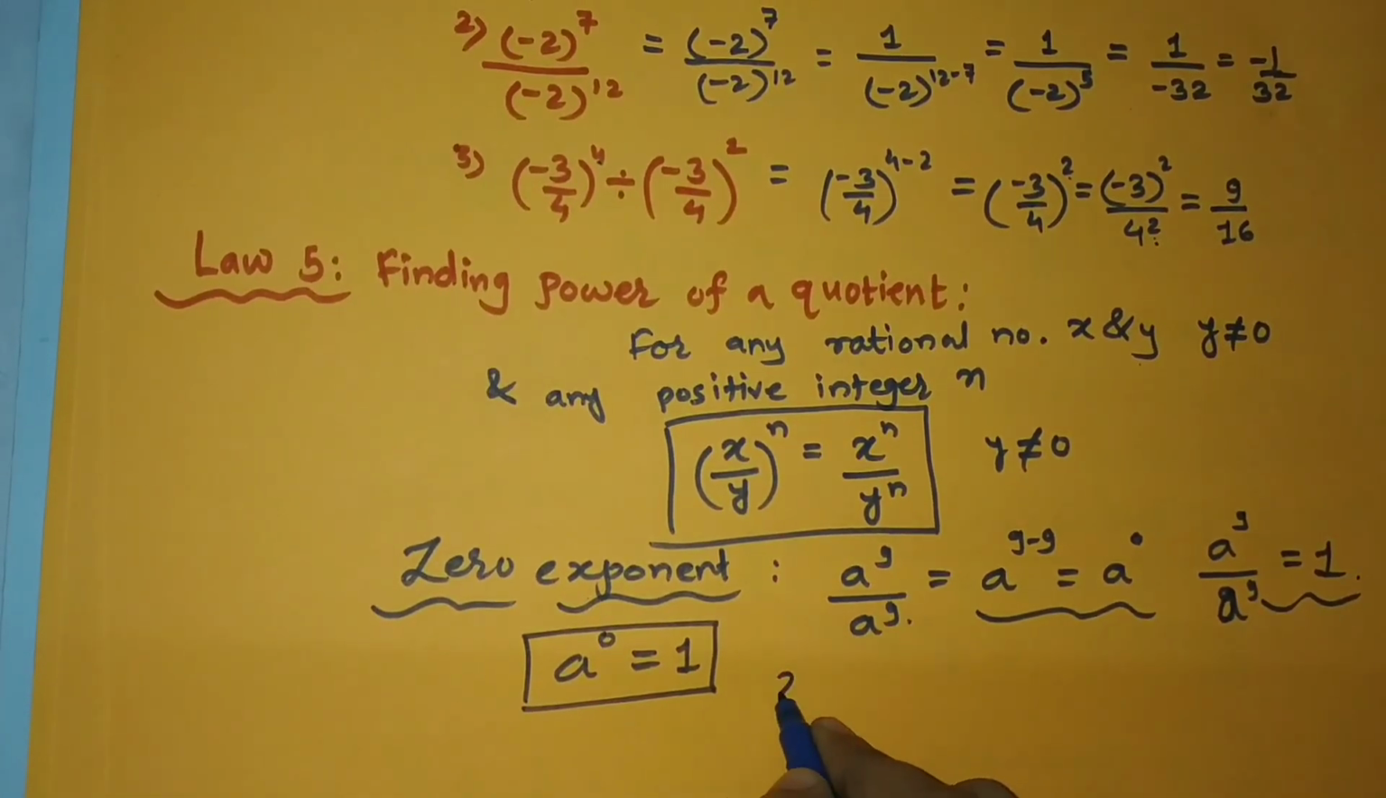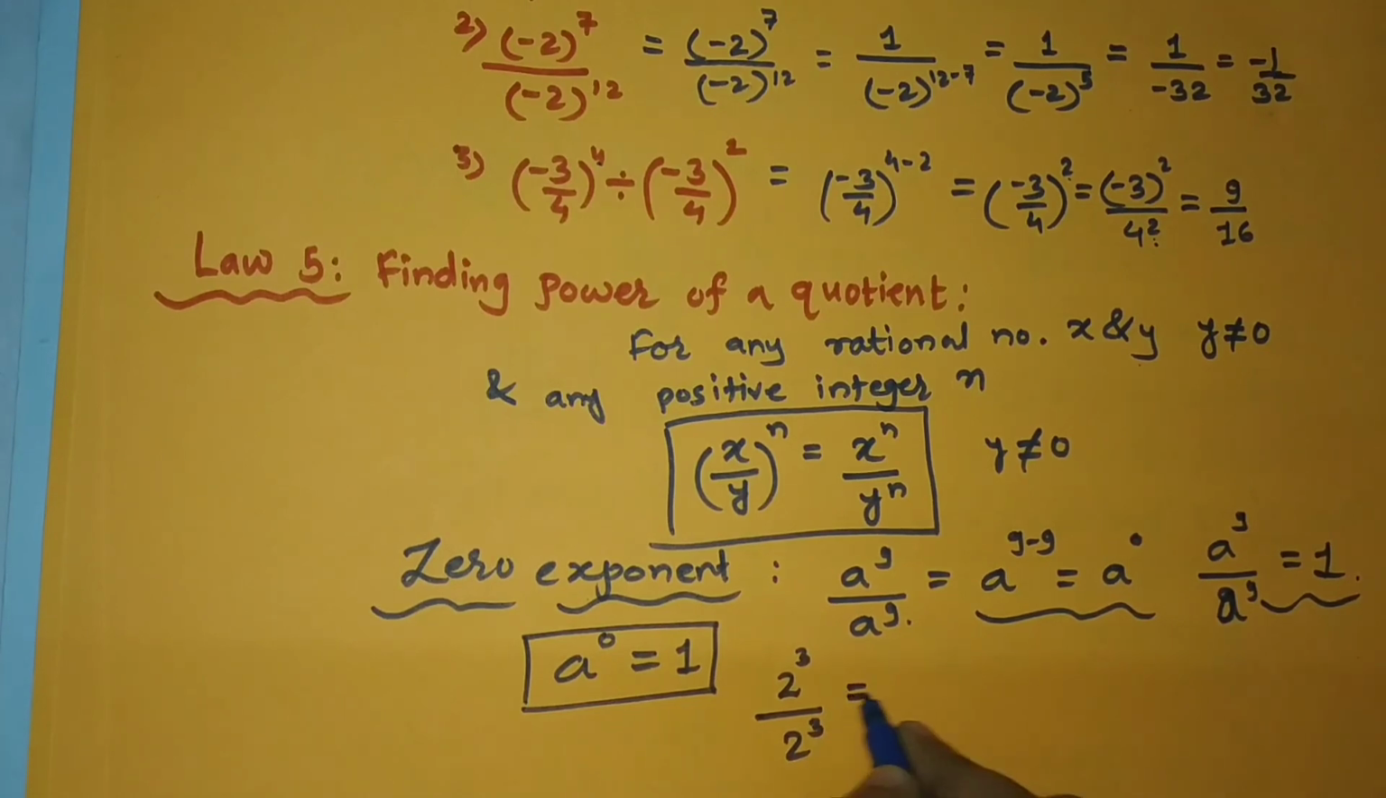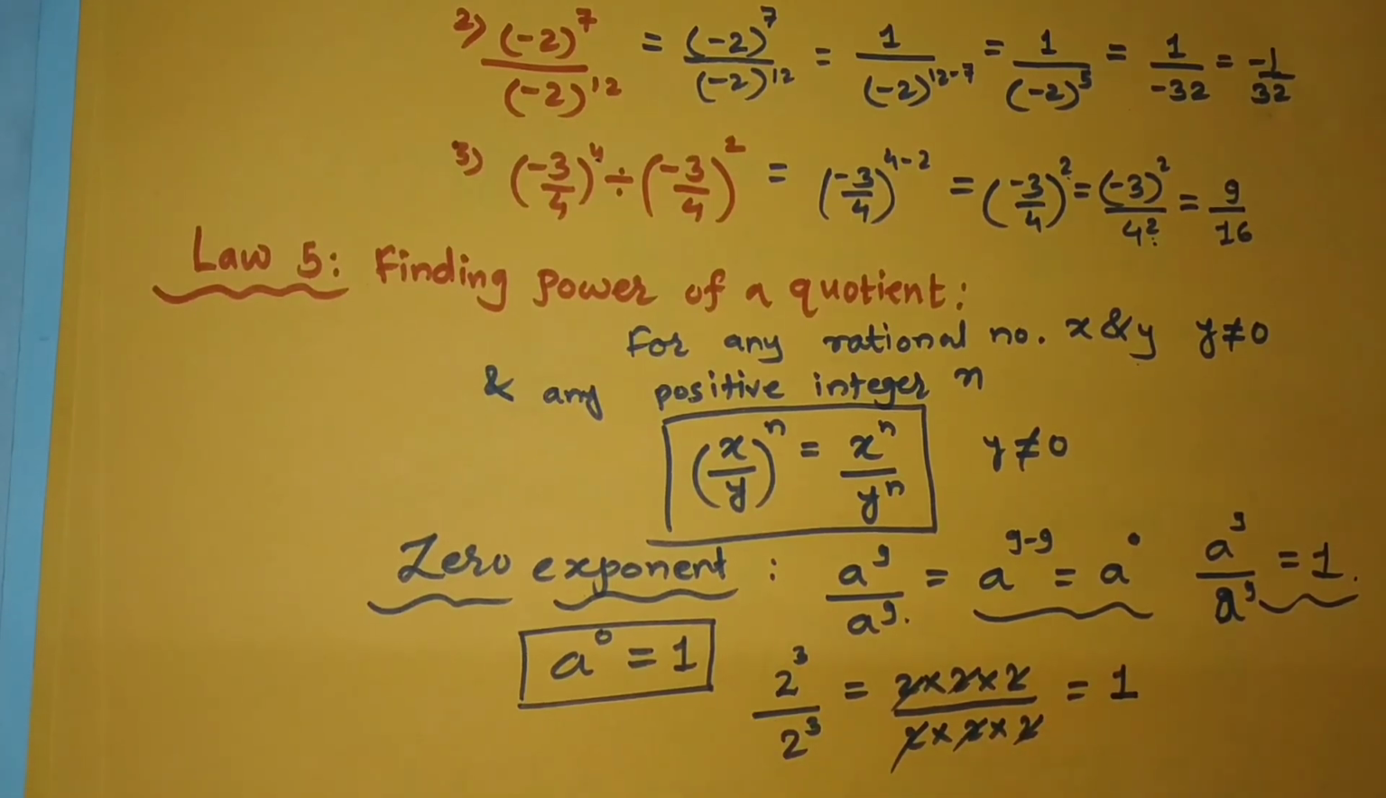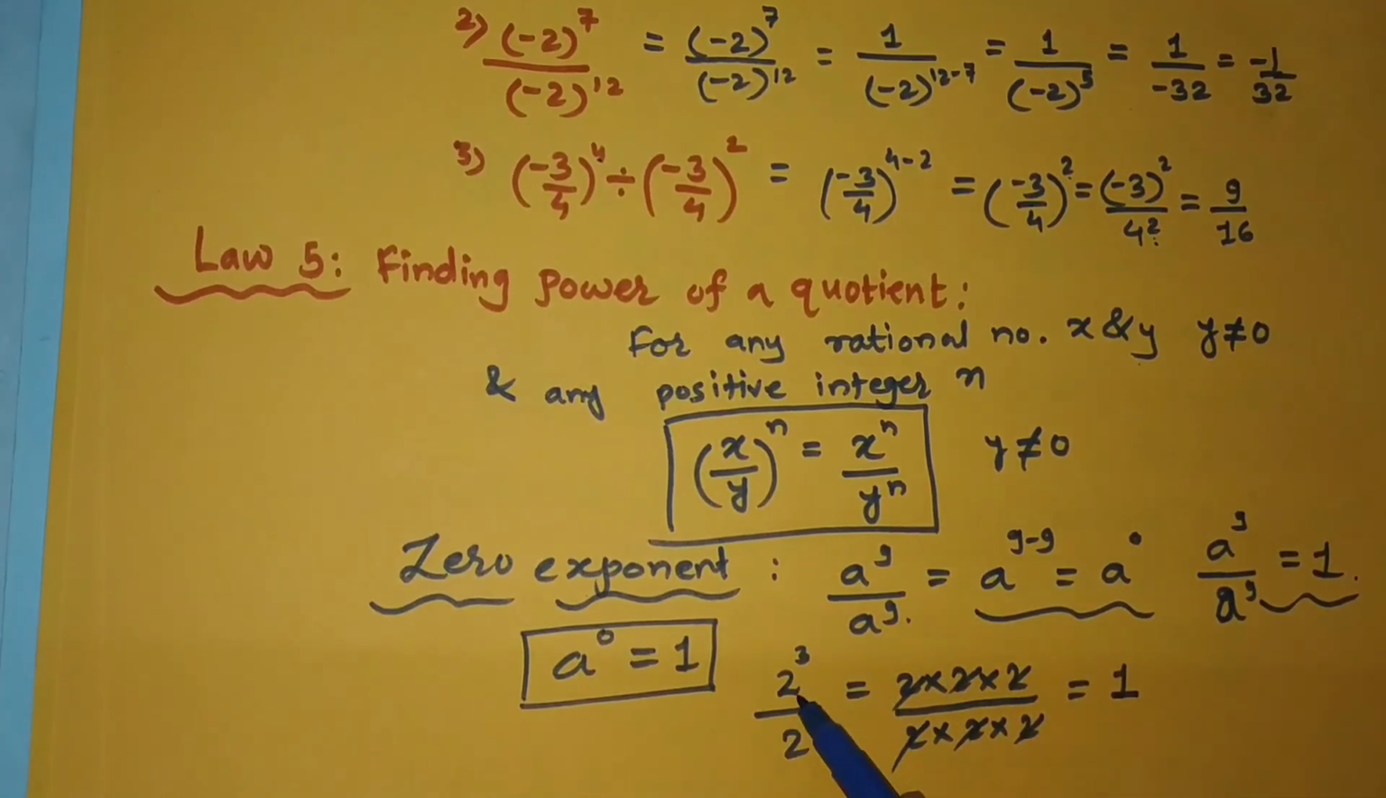For example, you are having 2 to the power 3 divided by 2 to the power 3. So friends, 2 to the power 3 is what? 2 into 2 into 2 divided by again 2 into 2 into 2. These 3 factors will cancel with these 3 factors. So what you will get? 1. It means whenever you are having 2 to the power 3 minus 3, that is 0. So any number to the power 0 is 1.